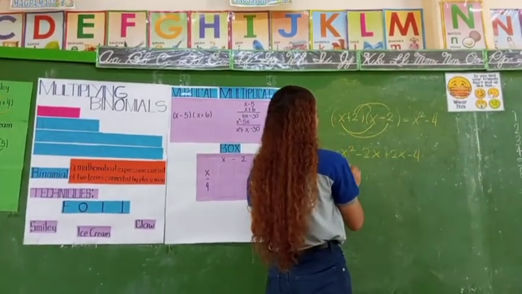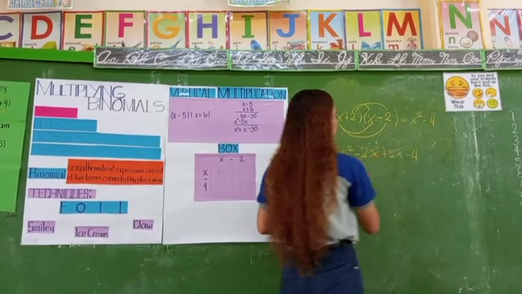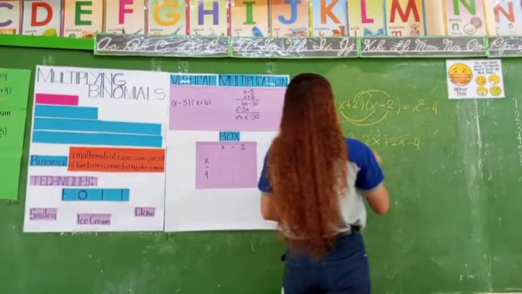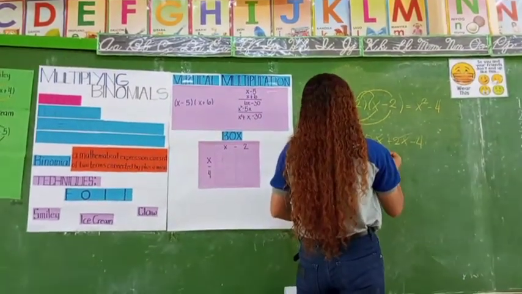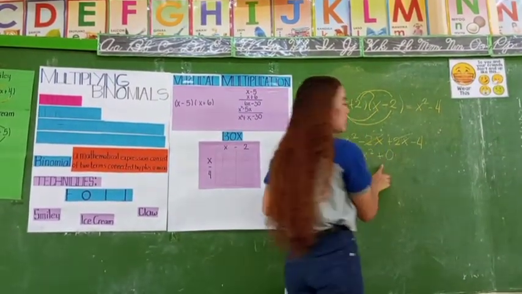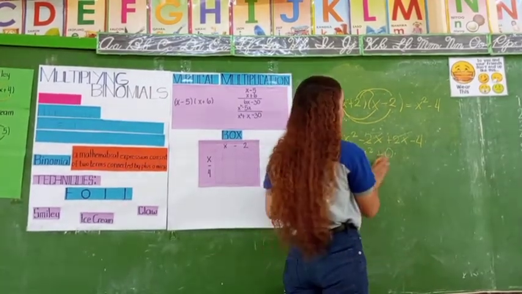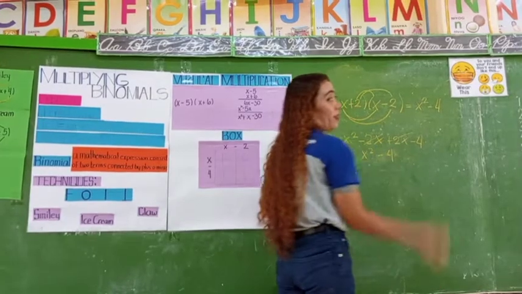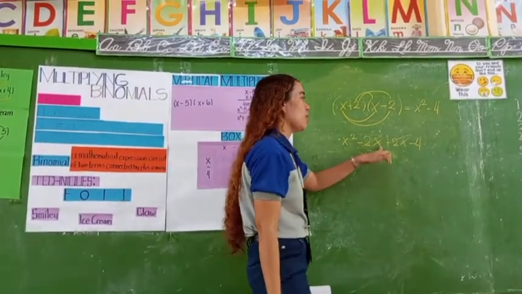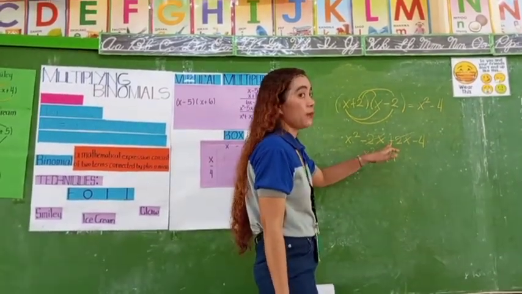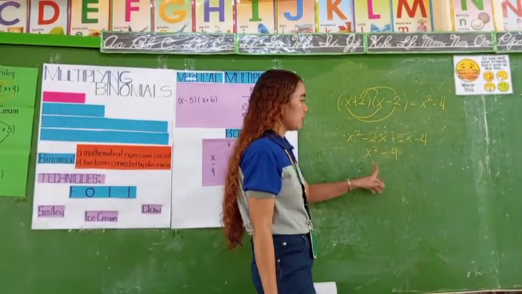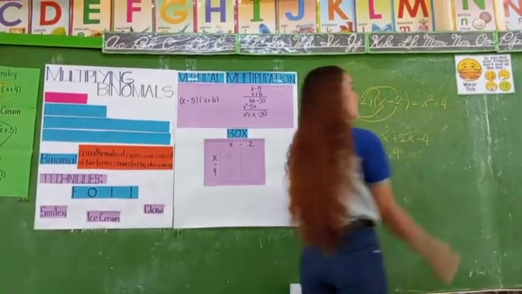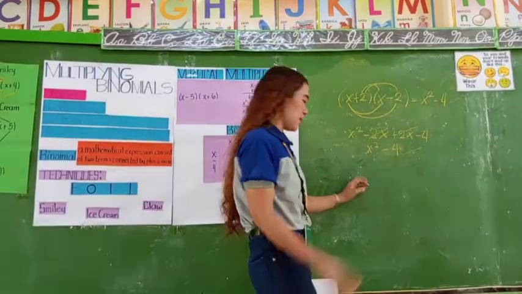So, we have to cancel this because negative 2x plus positive 2x will be 0. We don't have to put 0 here kasi it's not necessary to put 0. It is already understood na wala tayong variable with x. So, ang answer natin is x squared minus 4. So, tama. Ganun na kasimple.